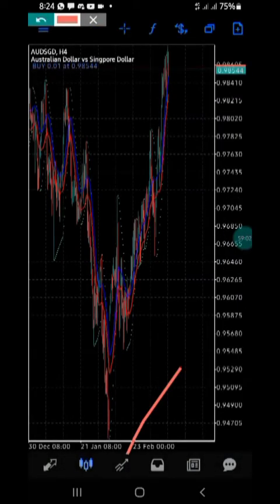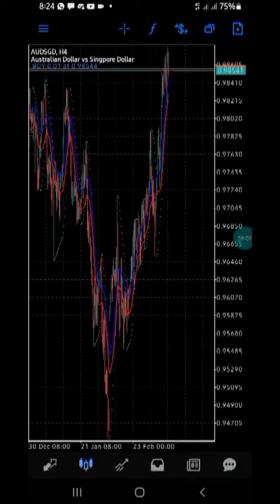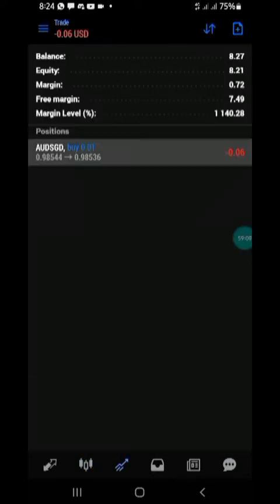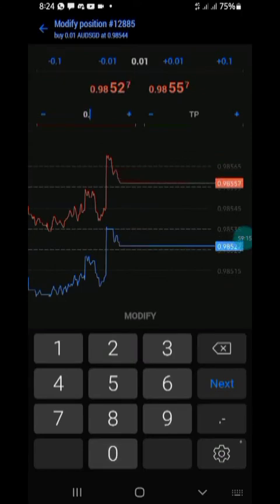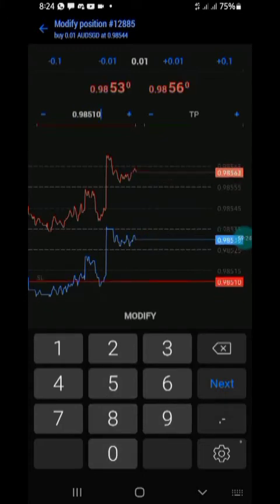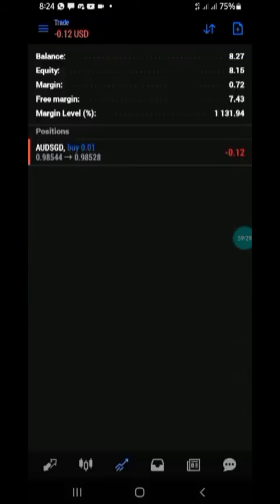So I go back to here. This is where I look for the trade I've taken. Then I click and hold it, modify. So I put stop loss. If it's on MT4, they won't write stop loss and TP. Just know that the stop loss is always at the left, take profit is always at the right. 0.98510. Then take profit. I didn't calculate it, so let me modify it first. It modifies. So if you notice, if I click on it, it shows that I put my stop loss.